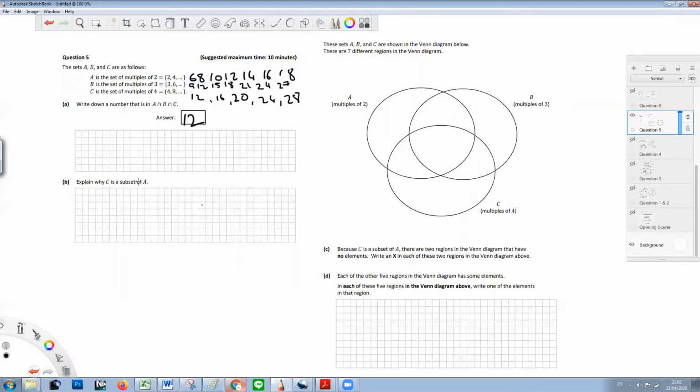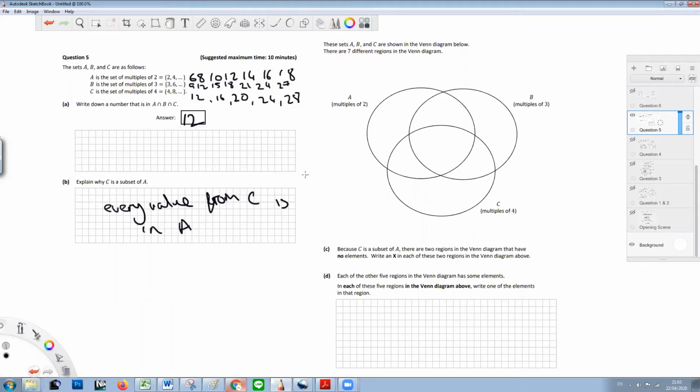Explain why C is a subset of A. So we know that A is 2, 4, 6, 8, and so on. And C is 4, 8, 16. So basically every value from C is in A. So that's why you can say it's a subset, because they're all multiples of 2.